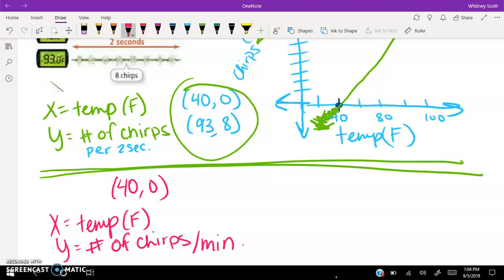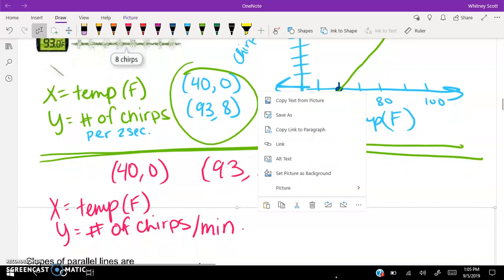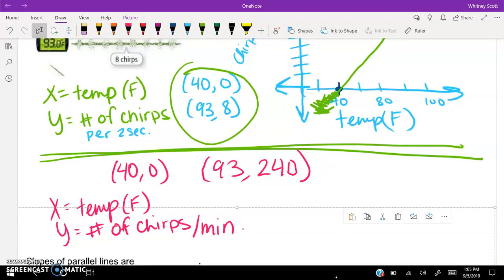Okay, and so I still have 40, 0, and I have 93. The only thing that changed was it was 8 chirps per 2 seconds. I need that to be per minute. So there's 60 seconds in a minute. And so that's our new point. I want you to pause here and calculate slope and write your equation in standard form and go on to work part 3 of this question.